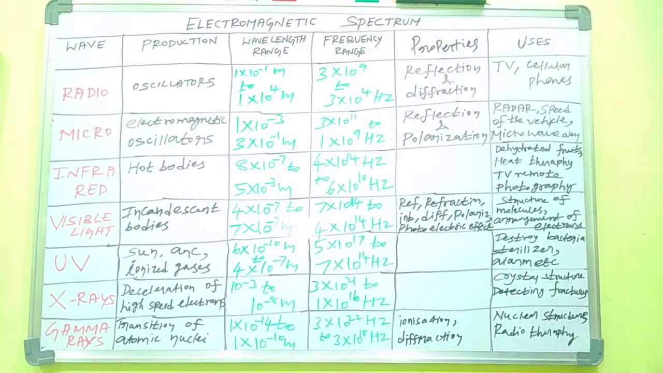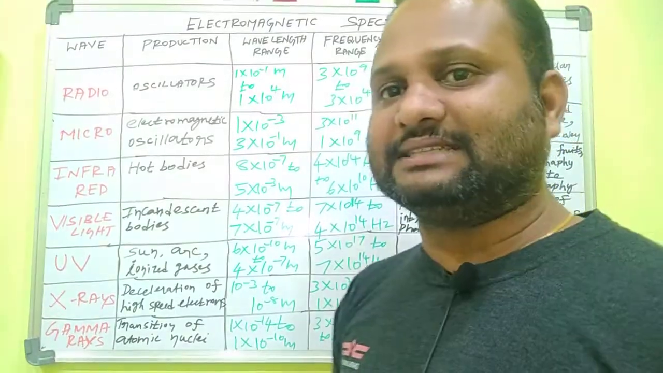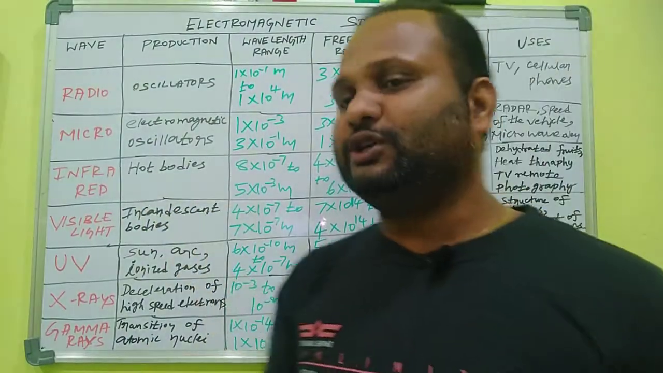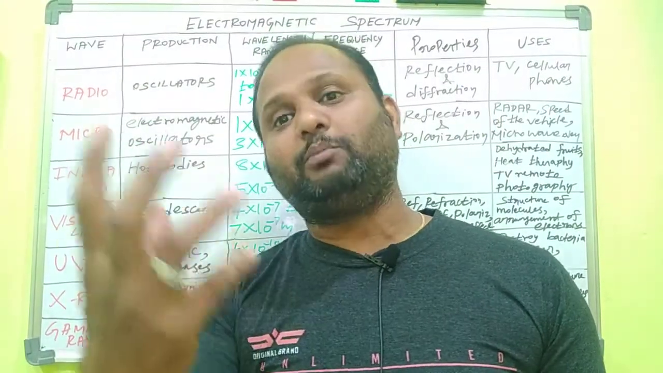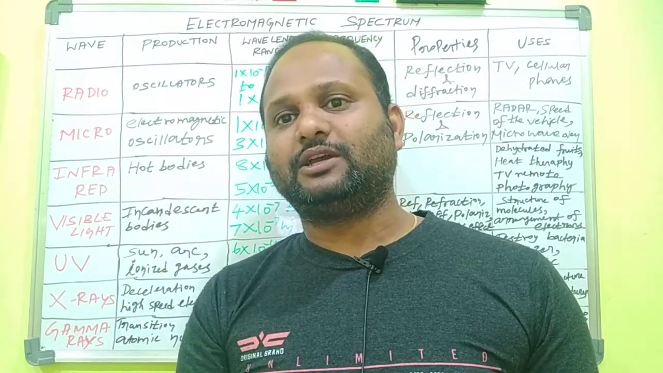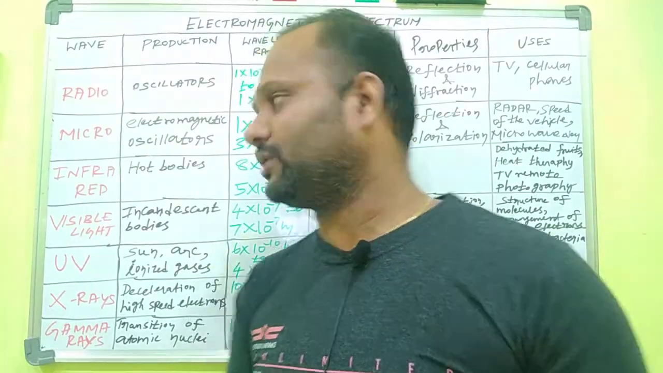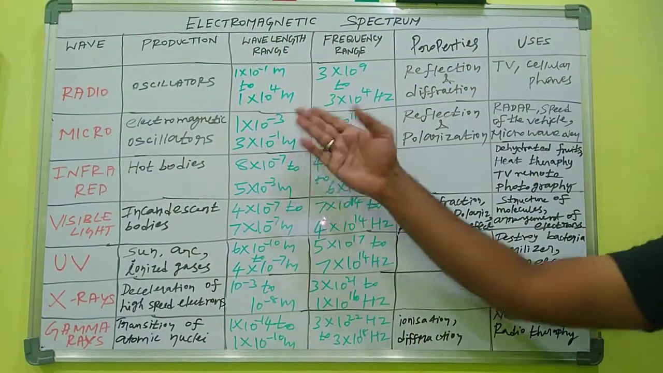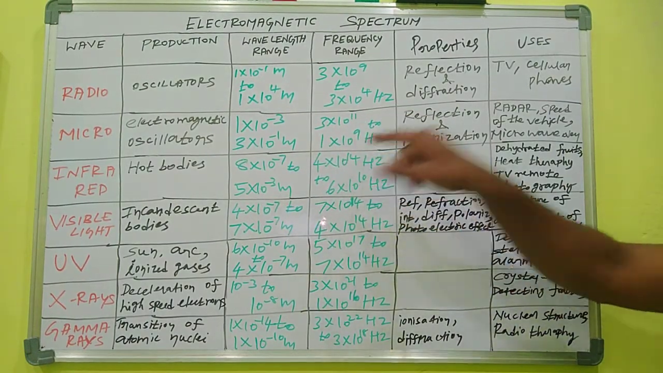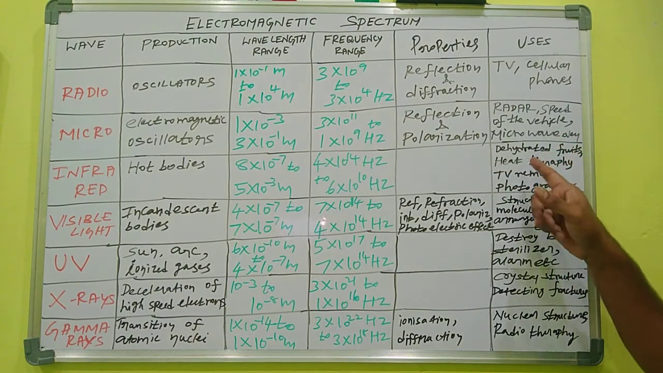The third one is infrared rays. Infrared, as the name indicates, is below the color red. Infrared waves are produced by hot bodies, which emit infrared rays. The wavelength range is just less than the microwaves, and the frequency range is just higher than the microwaves. Properties and uses. There are no properties here.